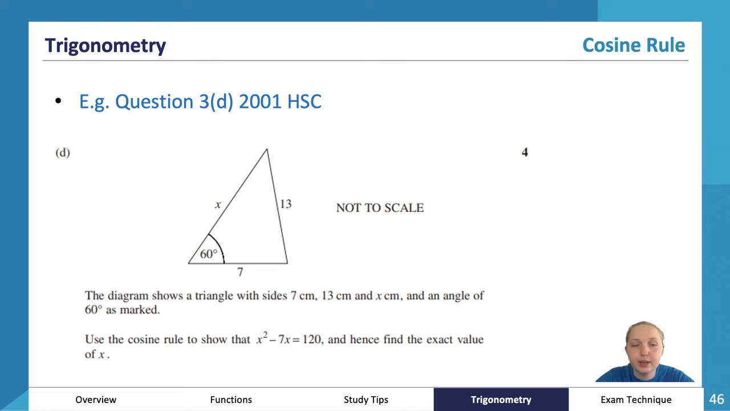Okay, so the diagram shows a triangle with sides 7, 13 and x centimeters and an angle of 60 degrees is marked. Use the cosine rule to show that x squared minus 7x equals 120, and hence find the exact value of x. Okay, so again, it's been quite nice to us. It's told you that you need to use the cosine rule. Otherwise, if it didn't tell you that, you would know you need to use the cosine rule because it's given you 2 sides, an angle, and it's asked you to find the third side.